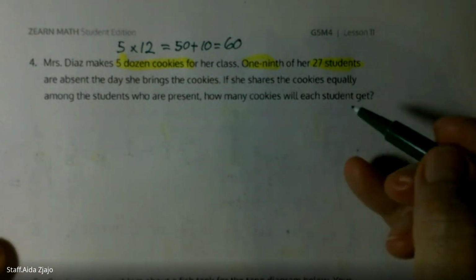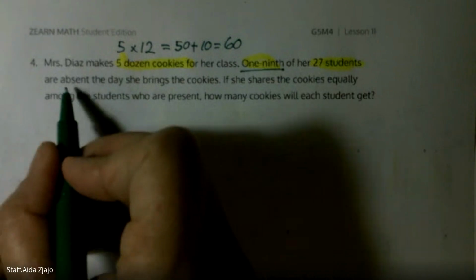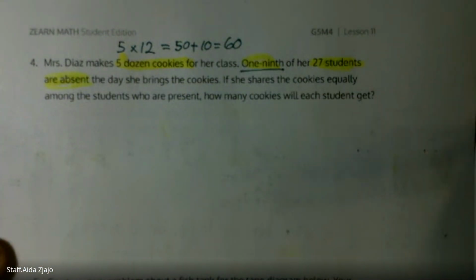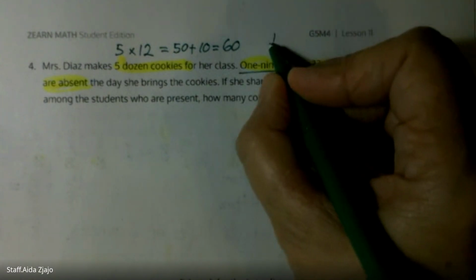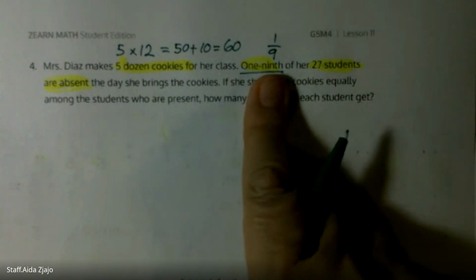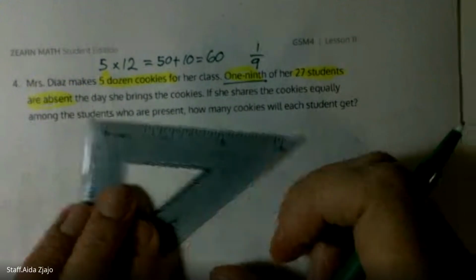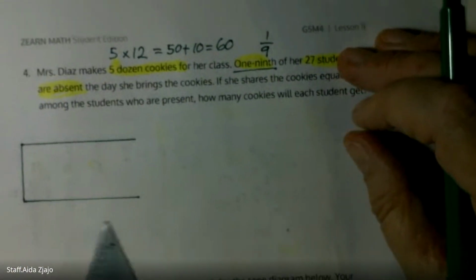Okay. Now they said 1/9 of 27 students were absent. So we don't have all the 27 students. So we can think about the fraction as ninths. So 1/9. You can make an open rectangle, and now I need 9 equal pieces. I can choose how big the spaces are.